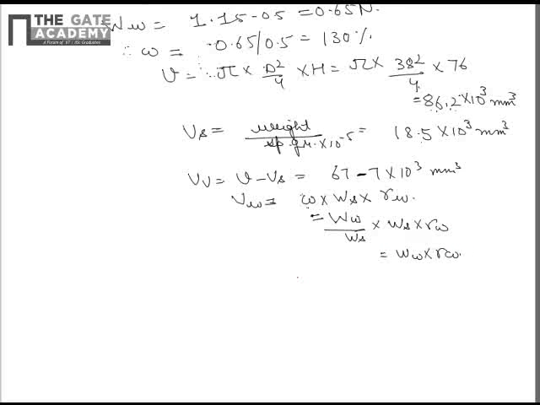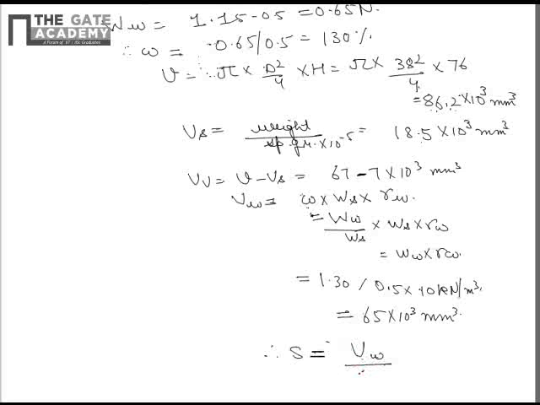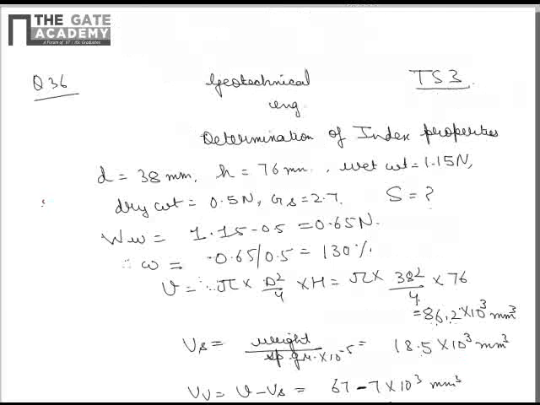So after substitution we know w is equal to 1.30 multiplied by Ws, the weight of soil, which is 0.5, and gamma W is given as 10 kilonewton per meter cube. You can also take this value as 9.81 kilonewton per meter cube, which comes out as 65 into 10 to the power 3 mm cube. Therefore degree of saturation, which is defined as volume of water to volume of voids, comes out as 96%, making A the correct answer.